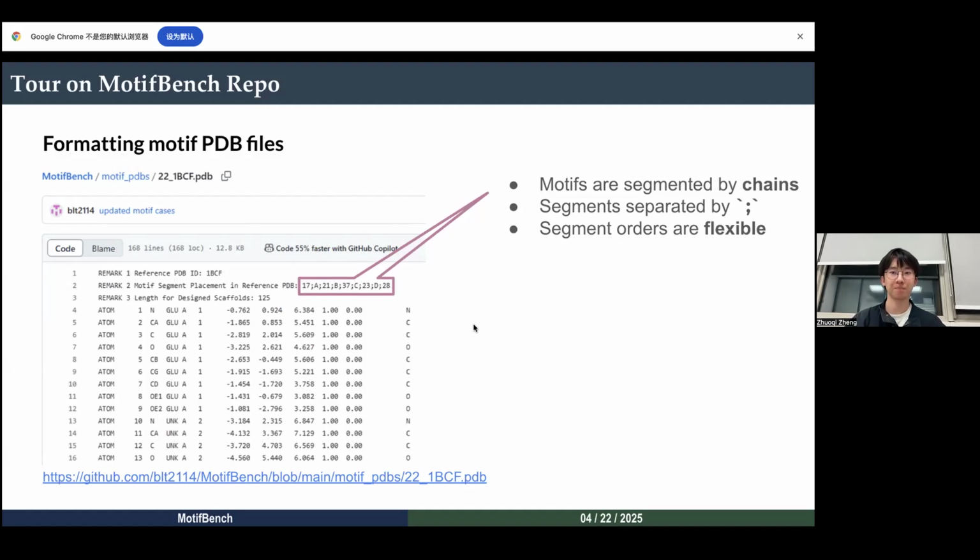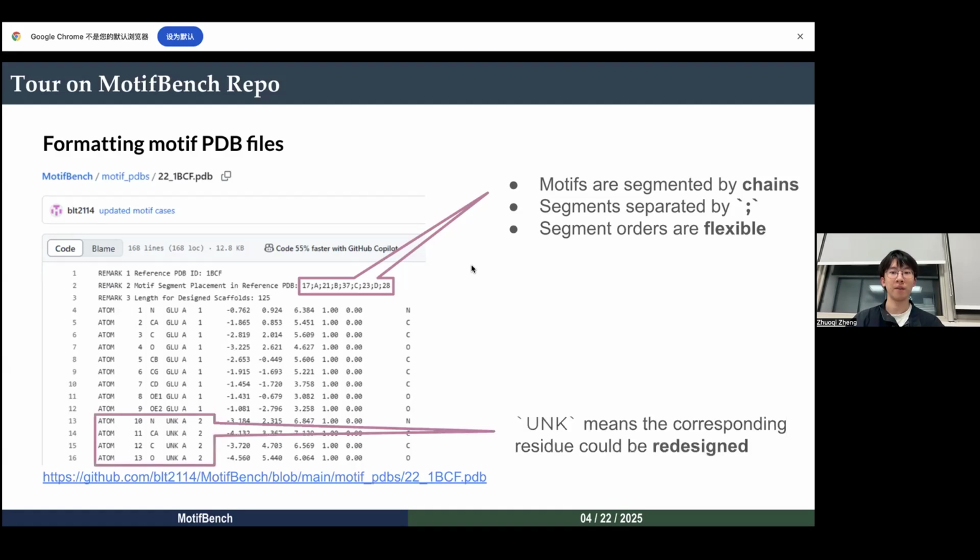The segments are separated by semicolons, where the letters represent the motif segments and the numbers represent the intermediate scaffold lengths between them. The unknown residues in the placeholder of the residue types in the PDB file indicate that these residues could be redesigned during the fixed backbone design procedure. And finally, we get a motif PDB file that only represents the motifs to be compared against when evaluating different motif scaffolding methods.